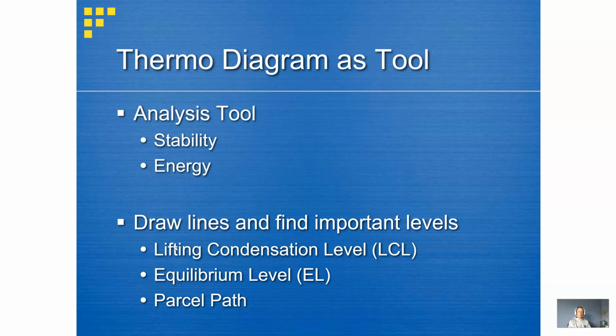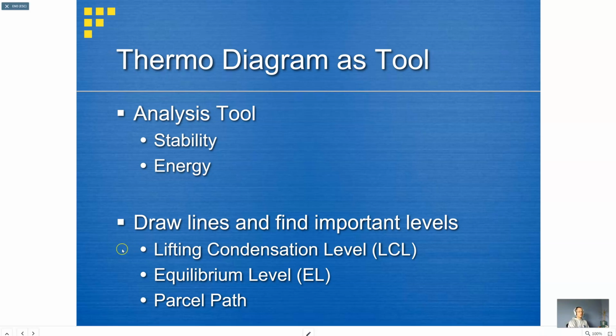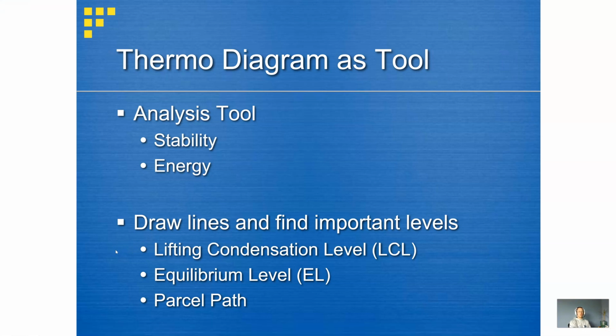We'll talk a little bit more about this energy idea, the idea that energy is conserved within one of these diagrams, and so we can look at things like convective available potential energy. And here we can, next lecture, talk about certain values such as the lifting condensation level, the equilibrium level, parcel path, and start to talk about some of these derived quantities that can be gleaned from a Skew-T.